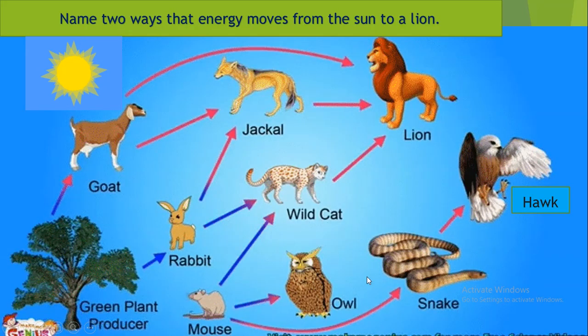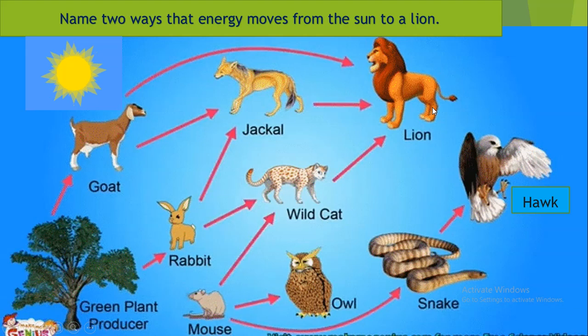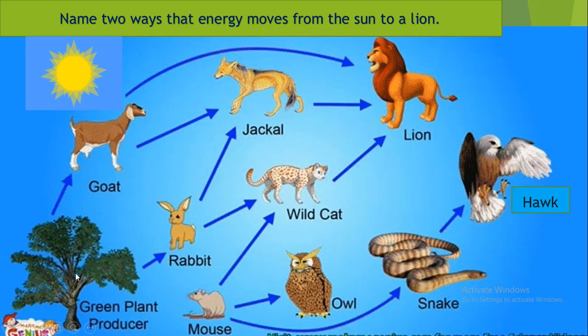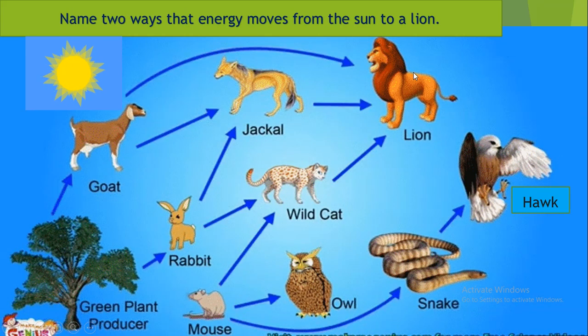Now I have an exercise, our final exercise. Name 2 ways that energy moves from the sun to a lion. Okay, to a lion. As we said, it all starts with the sun. Green plant, goat, lion. This is one way.